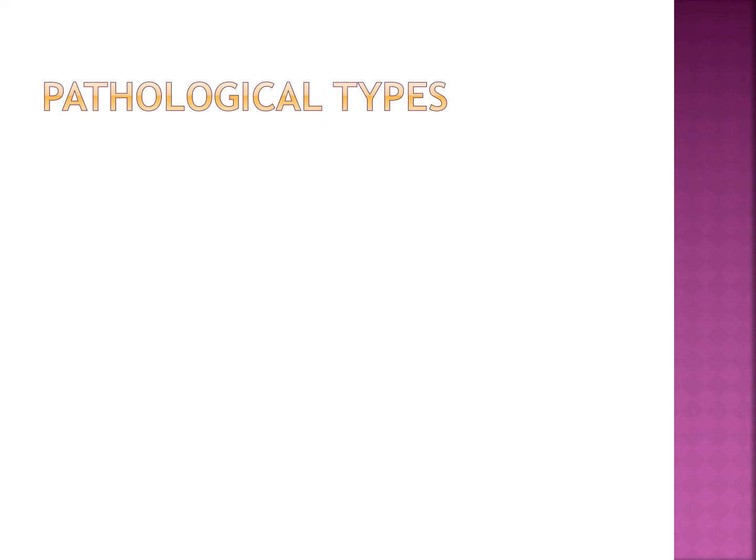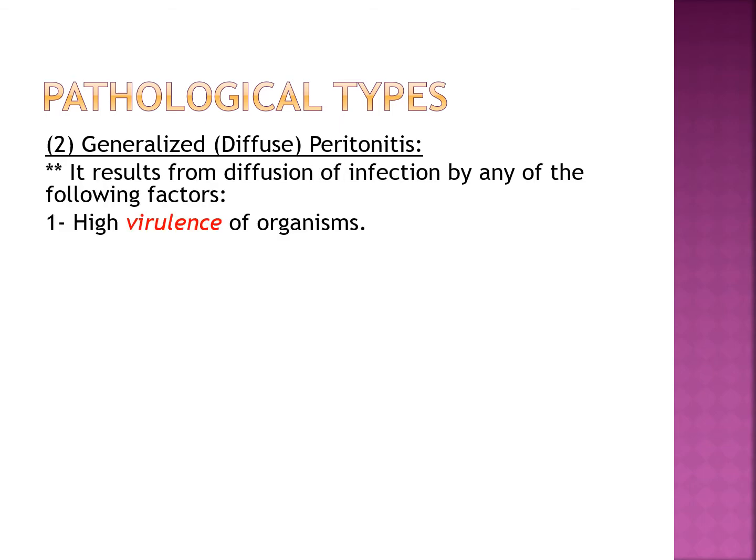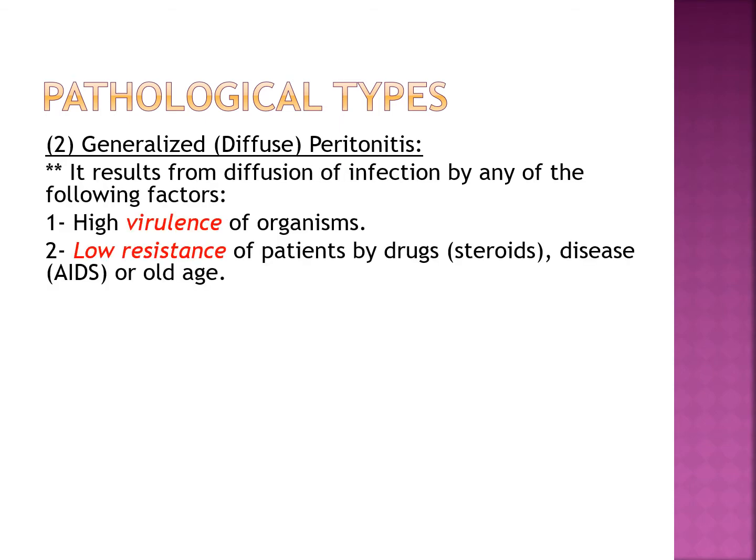But if these factors fail to localize the cause of peritonitis, this will lead to generalized diffuse peritonitis due to either high virulence of the organism or low resistance of the body of the patient. For example, patients on steroids or immunosuppressive therapy, patients with diseases compromising their immunity, like AIDS or autoimmune deficiency disease, or patients in old age, or when the peritoneum is deficient.